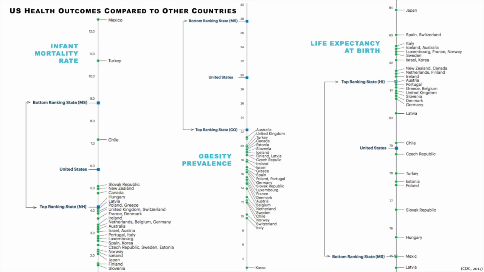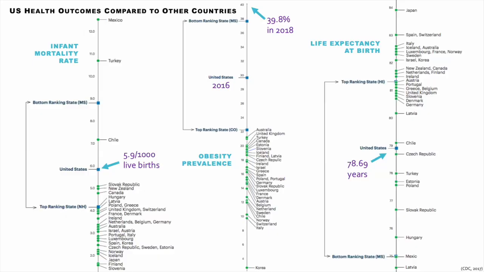This slide presents some comparisons between health outcomes in the United States and other countries. On the left, you see infant mortality rate. The United States is way down there, and that might be surprising to some of you. With obesity prevalence, that probably won't shock many people, but you'll see yet again, we are an outlier in the United States. And life expectancy at birth, again, we're down between Chile and the Czech Republic.